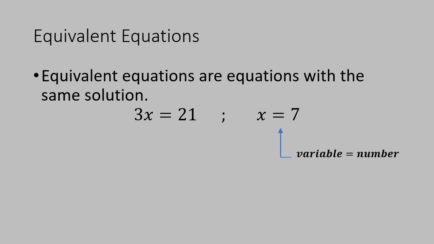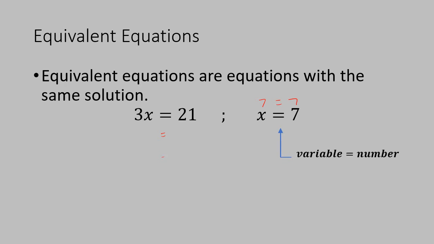One thing we need to understand first is the concept of an equivalent equation. Equivalent equations are equations with the same solution. If we look at these two equations, 3x equals 21 and x equals 7, they are equivalent equations. The reason is that the same one value makes both of them true. It's 7 in this case. 3 times 7 is equal to 21, and obviously 7 equals 7. So 21 equals 21, 7 equals 7. 7 makes both of these equations true.